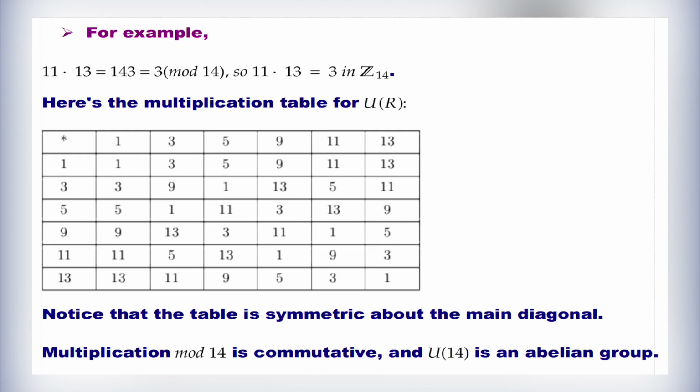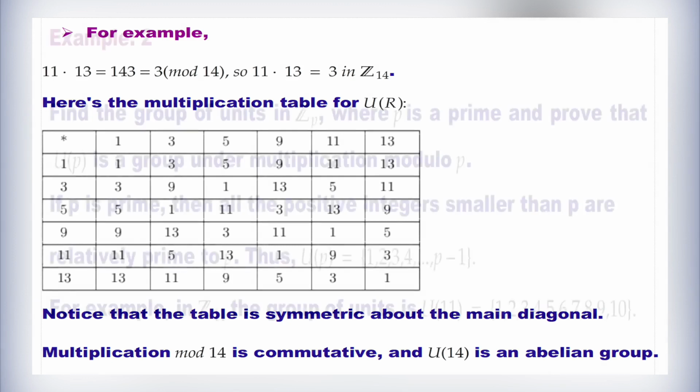11 star 3 is 5, 11 star 5 is 13, 11 star 9 is 1, 11 star 11 is 9, 11 star 13 is 3, 13 star 1 is 13, 13 star 3 is 11, 13 star 5 is 9, 13 star 9 is 5, 13 star 11 is 3 and 13 star 13 is 1. Notice that the table is symmetric about the main diagonal. Multiplication mod 14 is commutative and U(14) is an abelian group.